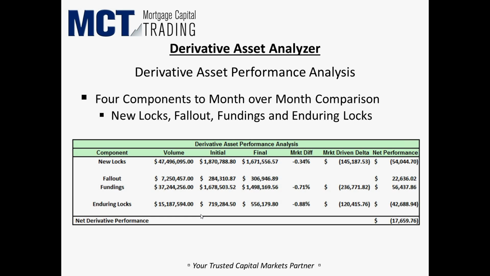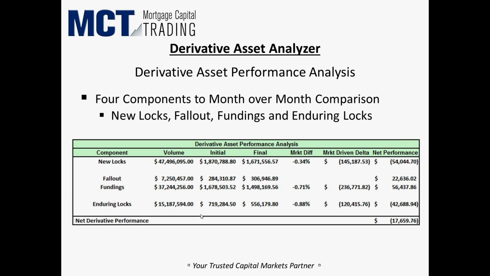So let's look at the new locks here. We've got $47.5 million in new locks. We had an initial value of $1,870,000. So what does that initial value represent? That is the mark-to-market value of the loan the day it came into the pipeline. Okay, and again, it's the gain on sale value of the loan the day it came into the pipeline. The final value, of course, because remember these are all locks that are still in the hedge, is the mark-to-market value as of the month-end mark-to-market, so 3/31.